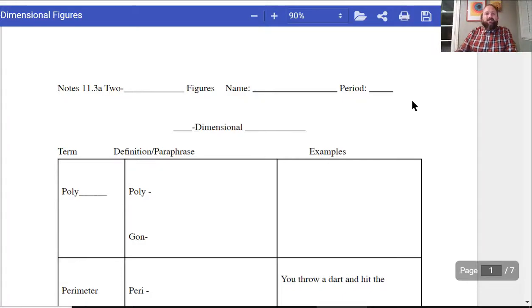Hello everyone, Mr. Schultz here for Integrated Math 1, and we're dealing with two-dimensional figures. Don't forget to put your first and last name on your paper as well as your period number. We're dealing with two-dimensional figures, so let's go over some basic vocabulary.